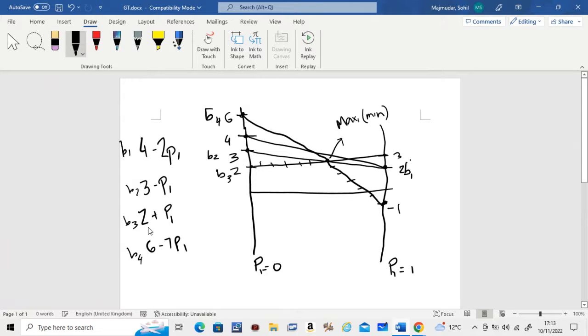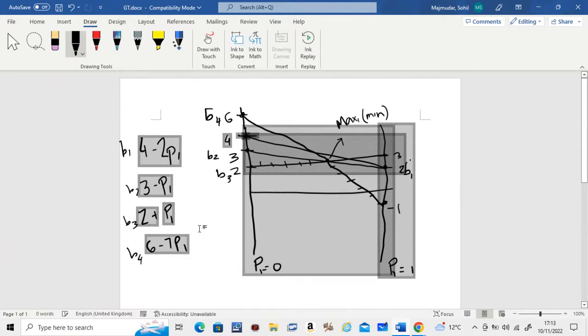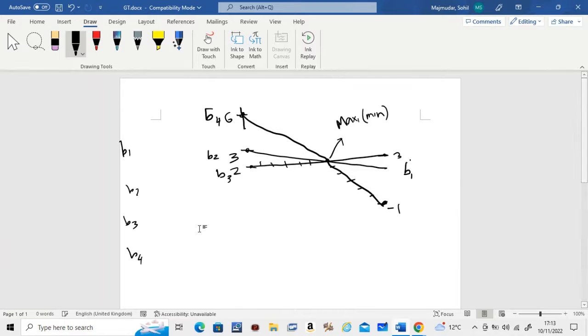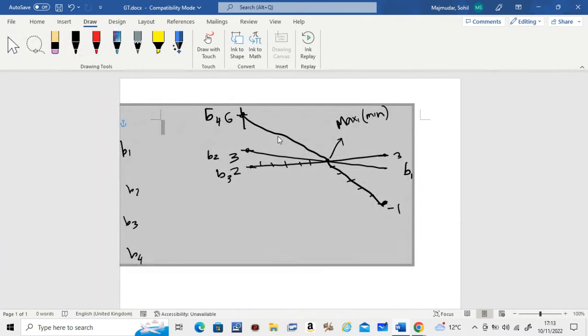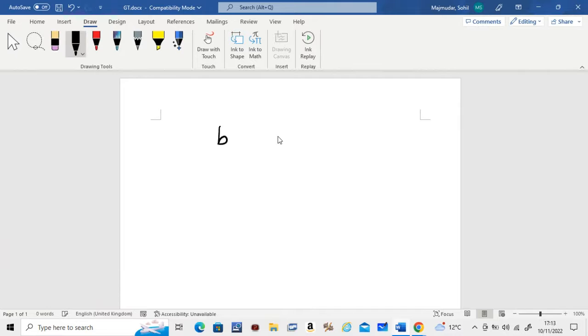So remember, we need to make B2 and B3 equal to each other to find the intersection point. That's what we're going to do, but I'm going to delete that first. Okay, so make B2 equals B3. To get the intersection point, B2 was 3 minus P1 equals 2 plus P1. And then solve for P1.